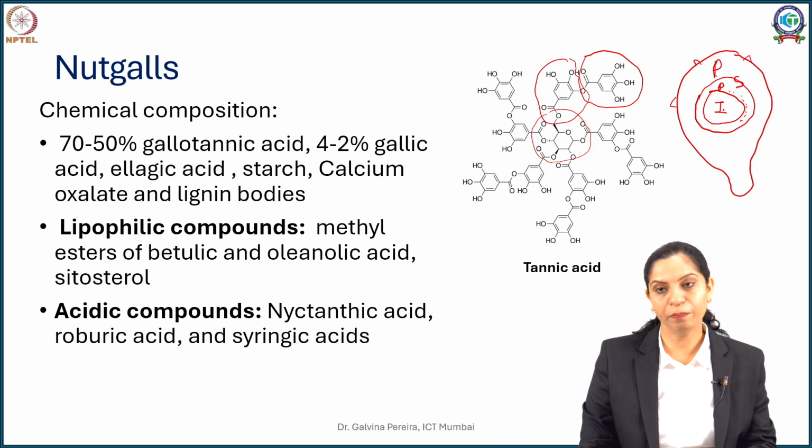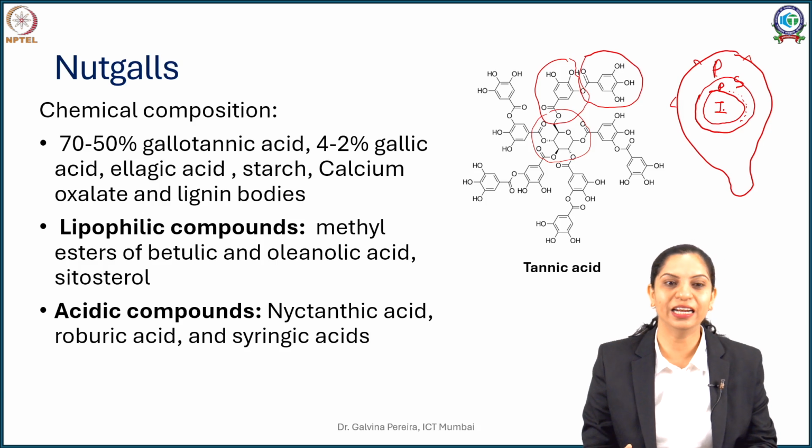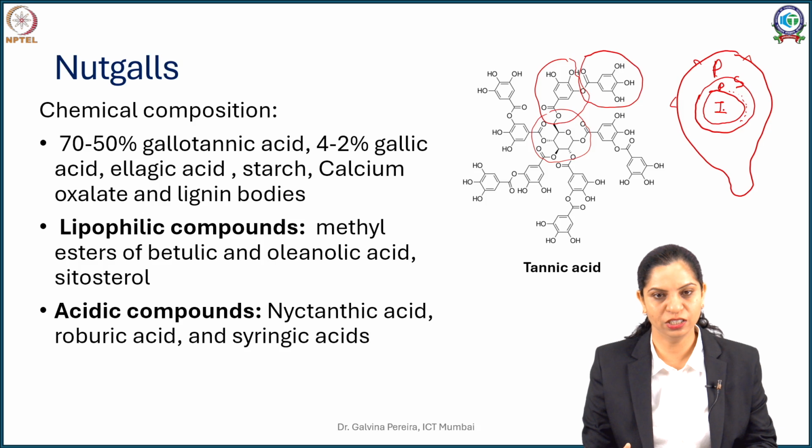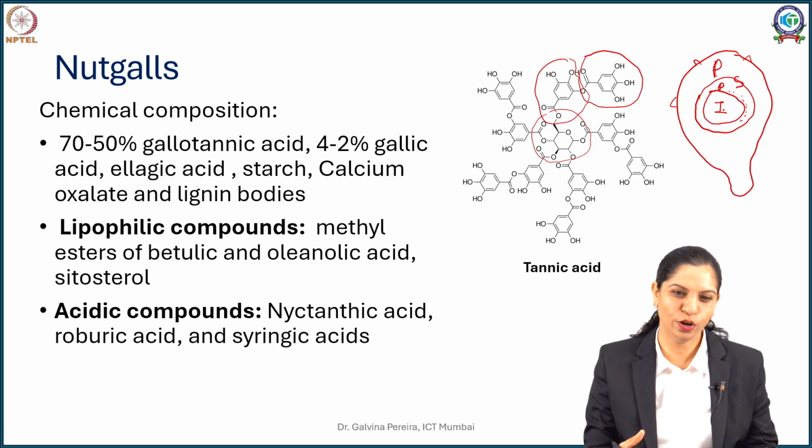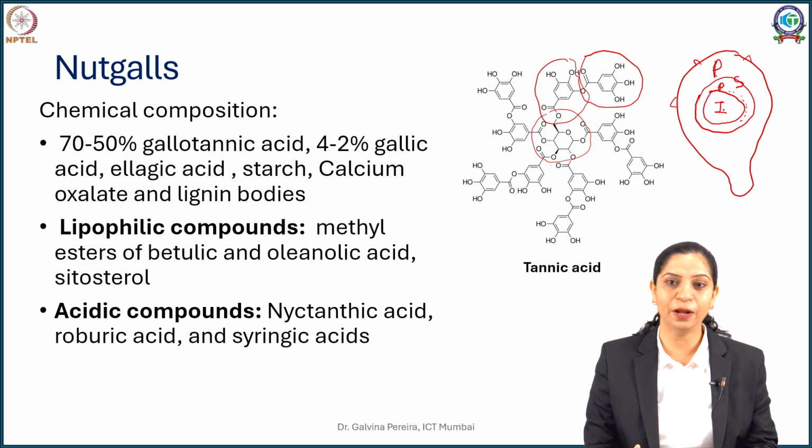And a few other compounds also start to be present here. They are little lipophilic ingredients, that is your betulic acid methyl ester and your oleanolic acid methyl ester. So methyl betulate and methyl oleanolate are present along with sitosterol. Now since the plant is undergoing pathogenesis, it will secrete acidic compounds to get rid of the insect, and a few of these acidic compounds are your nictanthic acid, rubric acid, and syringic acid. So a lot of these are present.